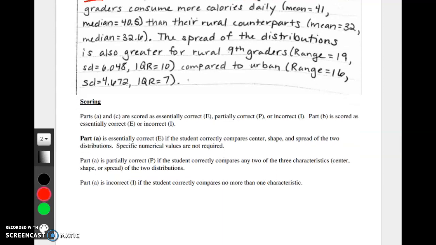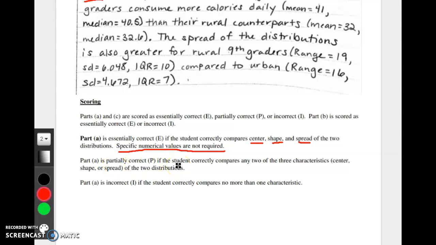And let's look at the scoring. So here's another problem that scored E, P, and I, where E is the best, P is okay, and I is not good. So here you are scored essentially correct if you can compare shape, center, and spread. And why I was a little bit extra, it tells me specific numerical values are not required. I just kind of listed them all just to cover myself to make sure I got enough, but it wasn't necessary in this problem to be essentially correct.